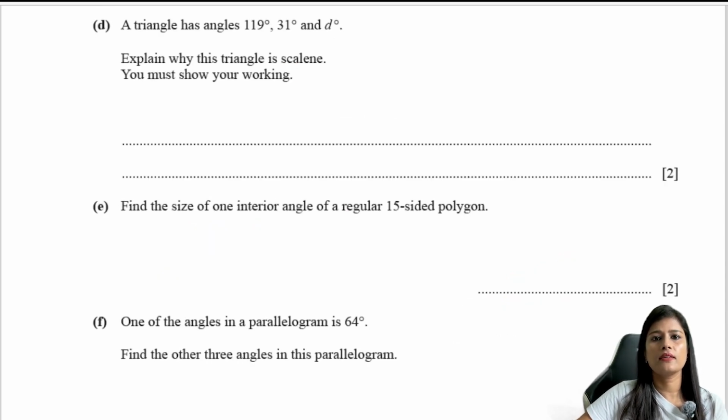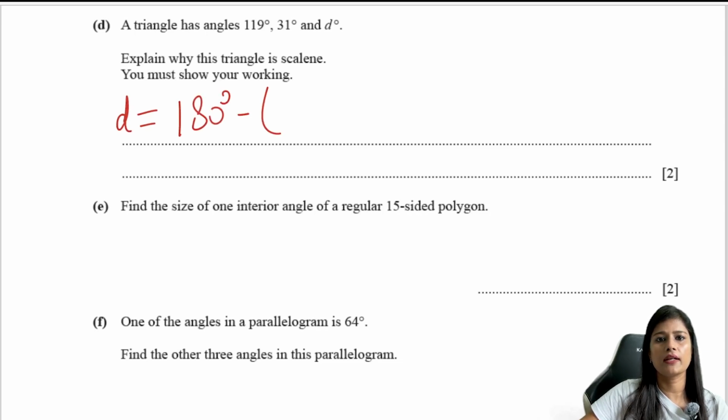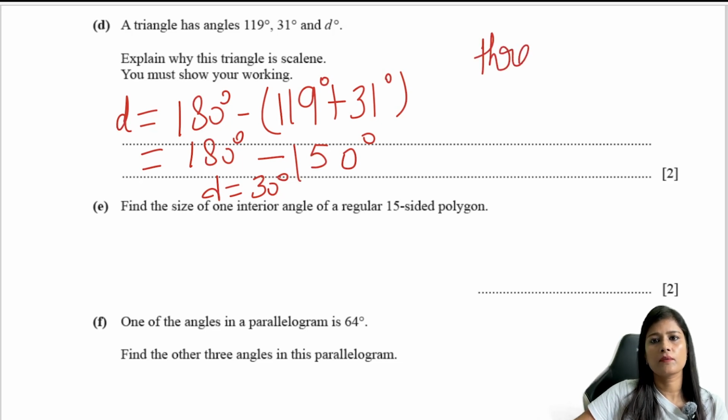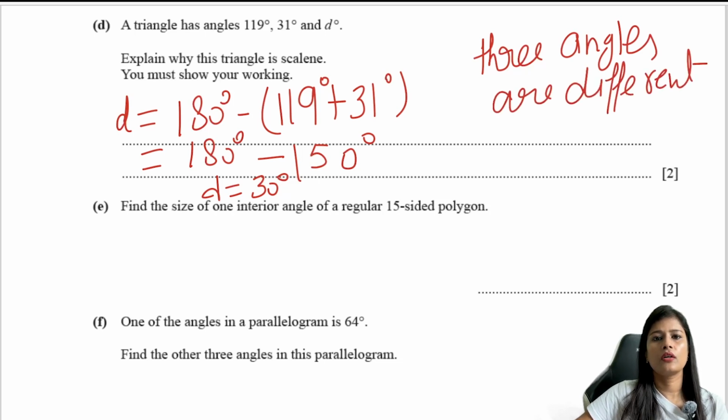A triangle has angles 119, 31 and D. Explain why this triangle is a scalene triangle. So first we need to find the value of D. D will be 180 degree minus (119 plus 31) degree. So D is 30 degree. So all three angles are different. That's why this one is a scalene triangle.